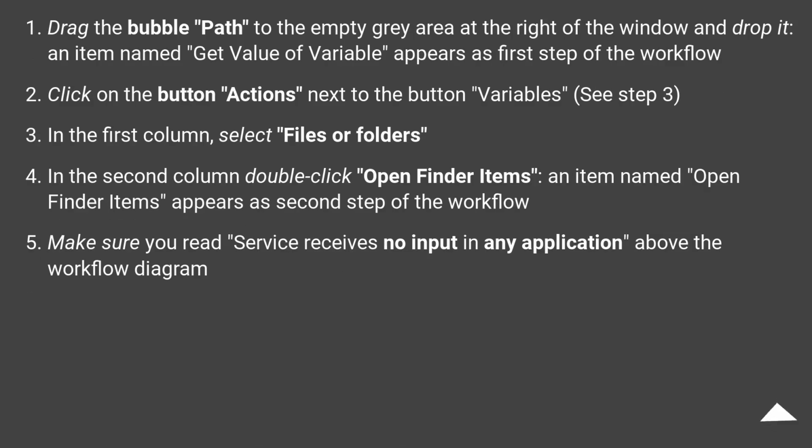Drag the bubble Path to the empty gray area at the right of the window and drop it. An item named Get Value of Variable appears as the first step of the workflow. Click on the button Actions next to the button Variables. In the first column, select Files and Folders. In the second column, double-click Open Finder Items. An item named Open Finder Items appears as the second step of the workflow. Make sure your service receives no input in any application, above the workflow diagram.